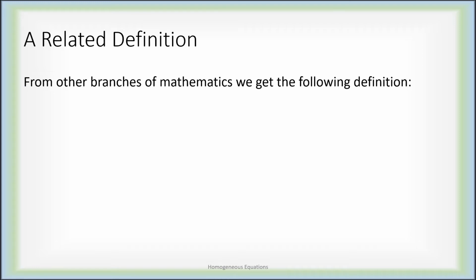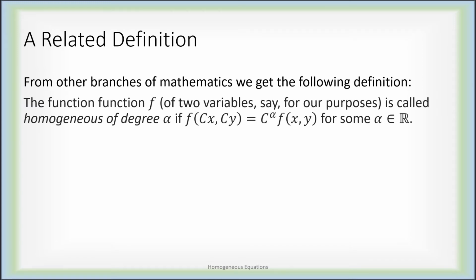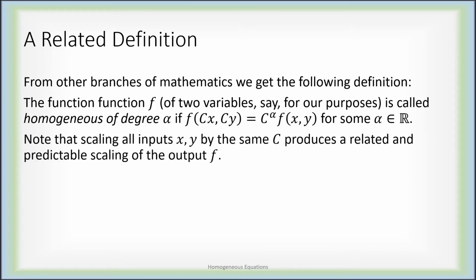But from other branches of mathematics, there's the following definition. A function f, and let's just say it's of two variables, is called homogeneous of degree alpha if f of cx and cy is just c to the alpha times f of x y. In other words, if you rescale all of the inputs by the same constant c, there's a very predictable way that the function behaves compared to the original value of f of x y. Rescaling all of the inputs by c, in other words, f of cx comma cy, just rescales the original output f of x y by some power of c.